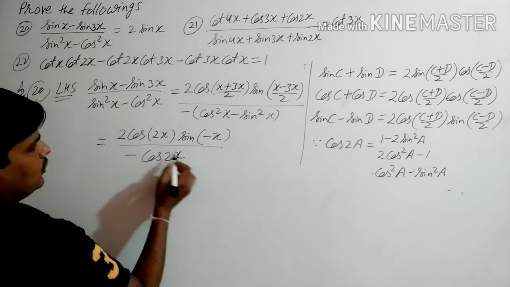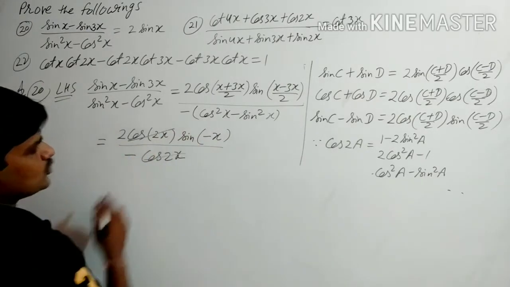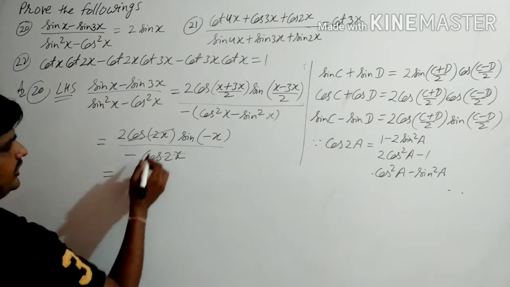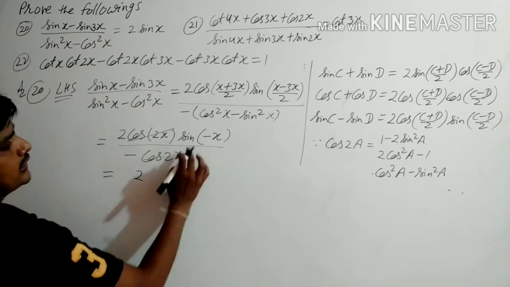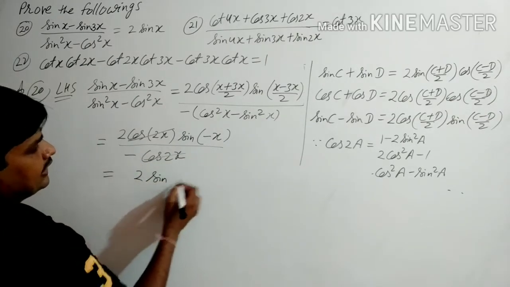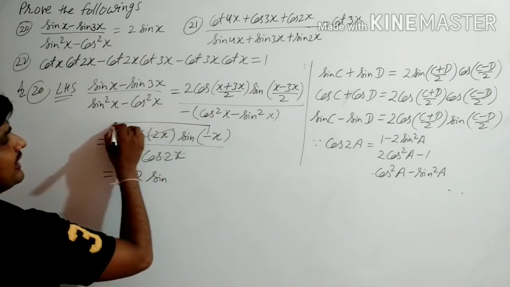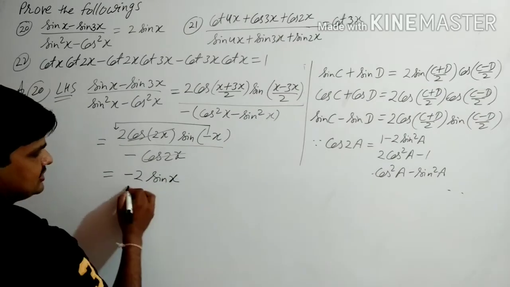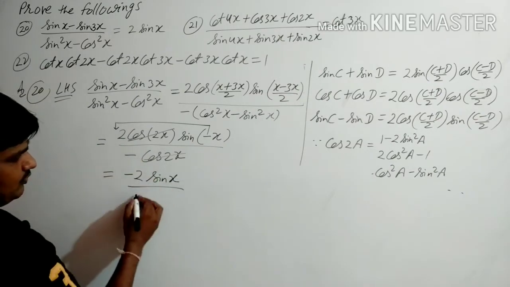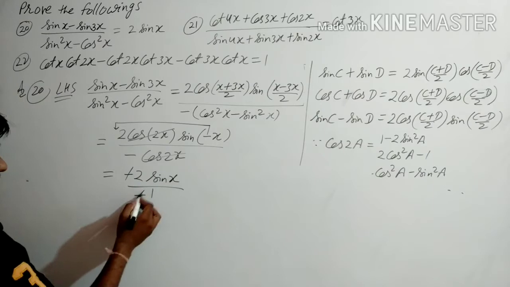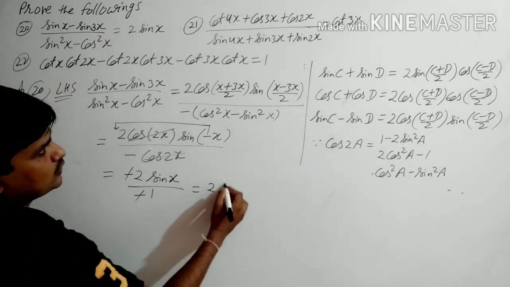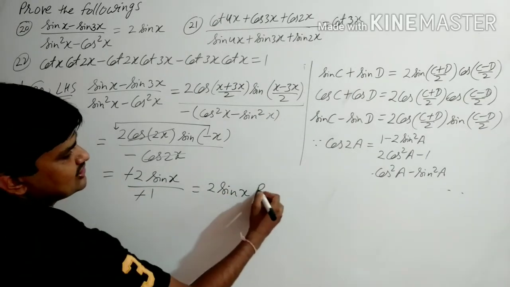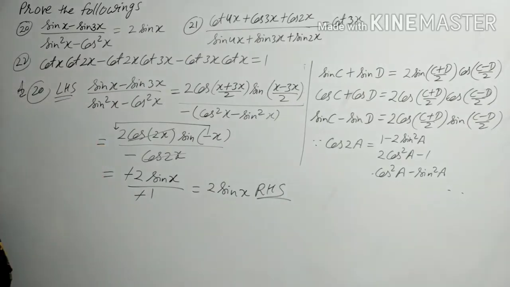Now this cos 2x and cos 2x cancel out. Here we get 2, then sin, and this negative symbol comes outside. So here it becomes sin x upon minus 1. Cancel out this one. So we get 2 sin x. This is equal to RHS. Okay. Now come for the next one.